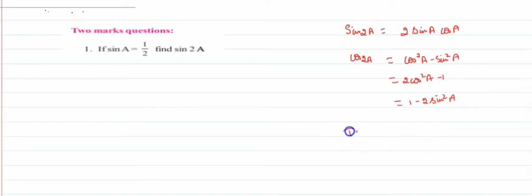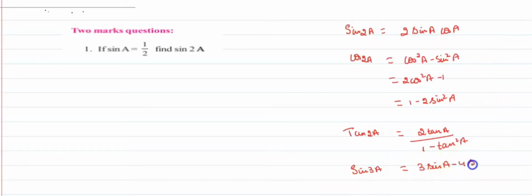You have also learnt a formula for tan 2a. So tan 2a is 2 tan a divided by 1 minus tan square a, and sin 3a is 3 sin a minus 4 sin cube a. The formula for cos 3a is 4 cos cube a minus 3 cos a. So these are the formulas for multiple angles that we have discussed in the previous video. Now we will try to solve the problems.